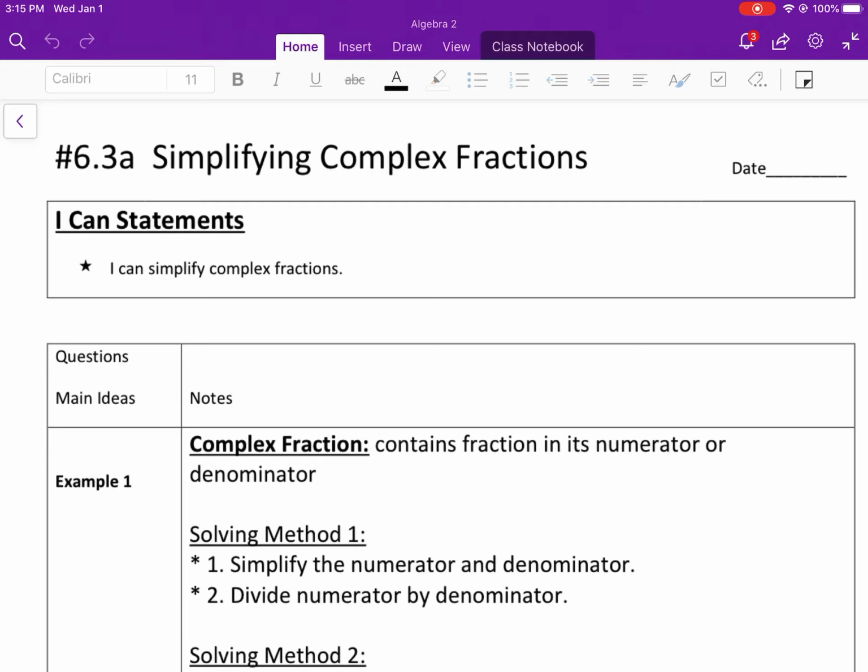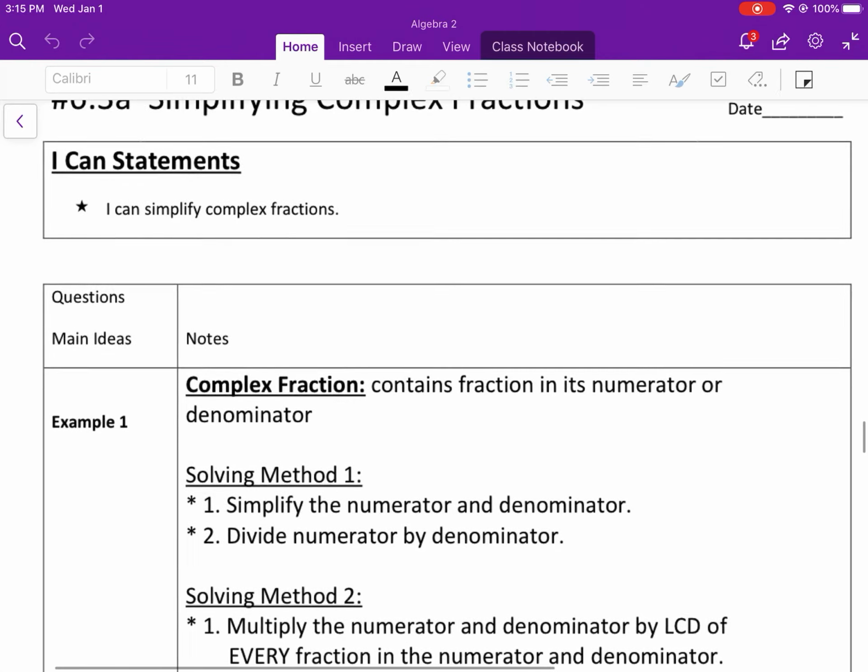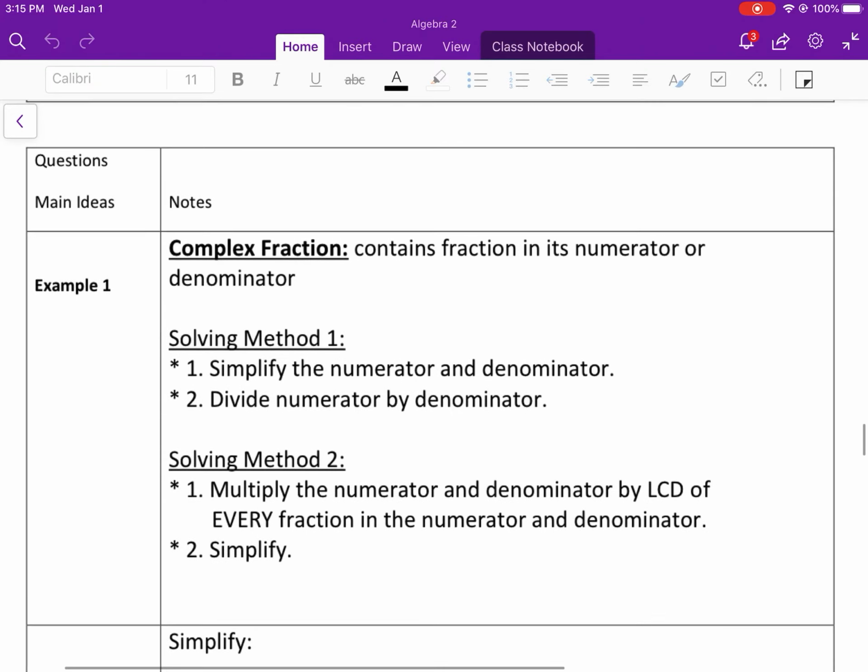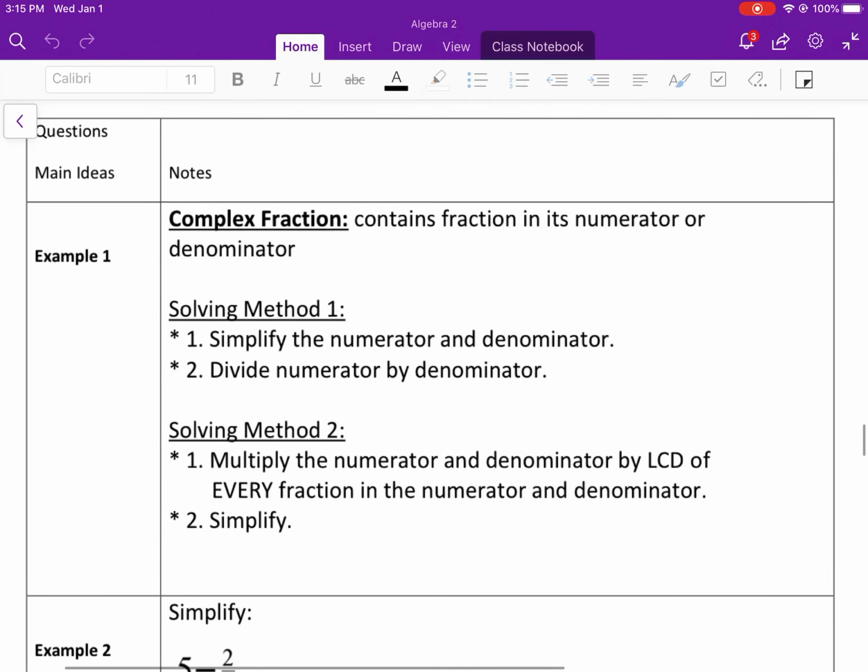Today's video is going to be on simplifying complex fractions. There are two methods I'm going to focus on. There's probably more ways to simplify a complex fraction. First, a complex fraction contains a fraction in both the top and bottom. So it's like a fraction divided by a fraction. Fraction in the numerator and the denominator. There's two methods I'm going to focus on.